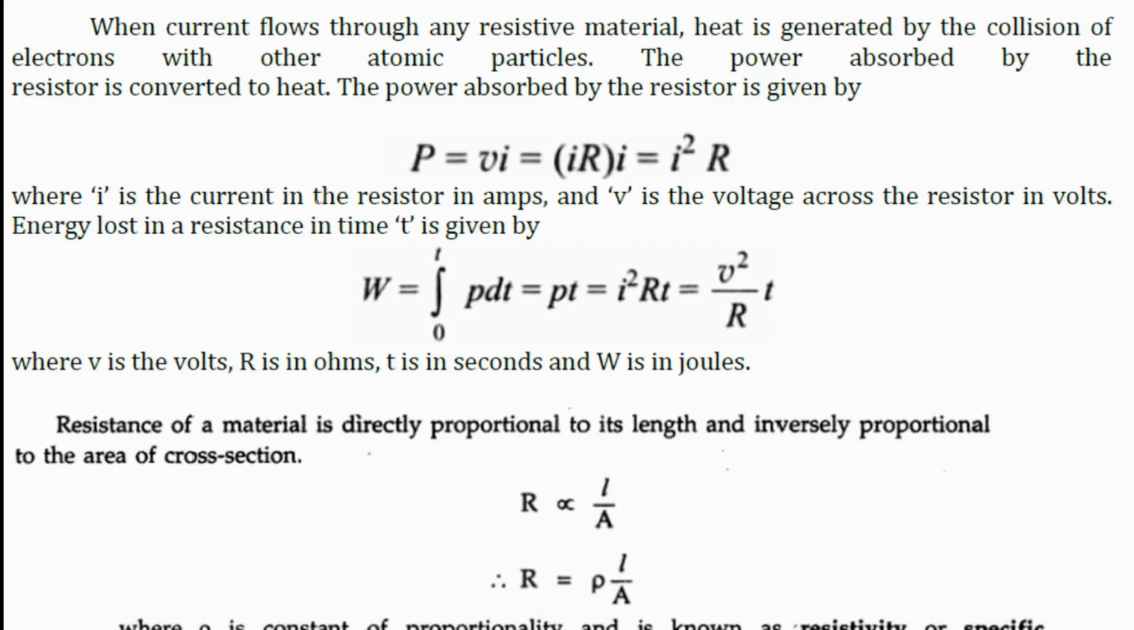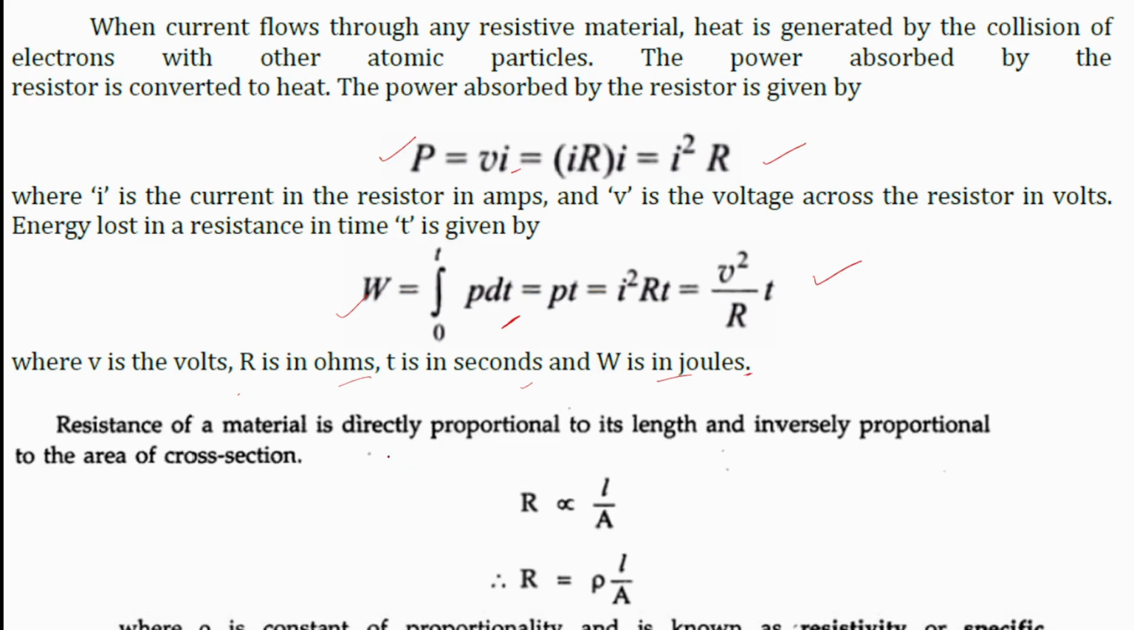Now coming to the voltage-current relationship with respect to power, I can write P equal to VI, which is I square R. And if I want to find the energy, it is the integral from 0 to t of P dt, which gives I square R t. Here V is in volts, R is in ohms, t is in seconds, and W is in joules.